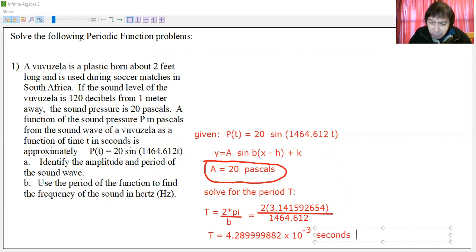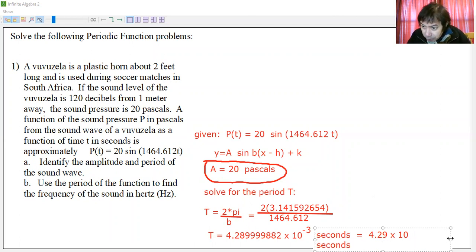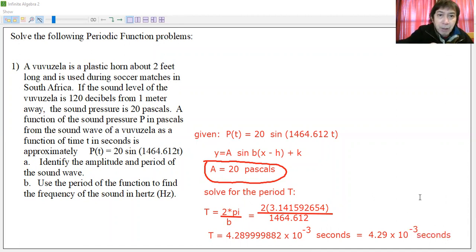We can now abbreviate this. This must be 4.29, rounded, times 10 to the negative 3 seconds. This will, of course, be in seconds, with the negative 3 exponent on the 10. And so this will be our answer for the period.